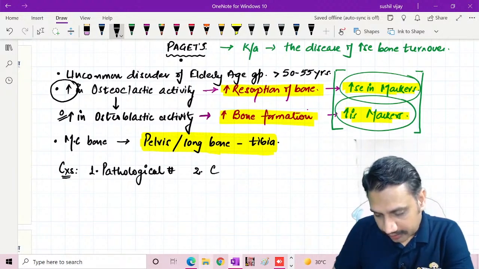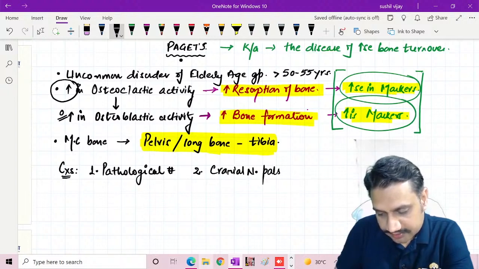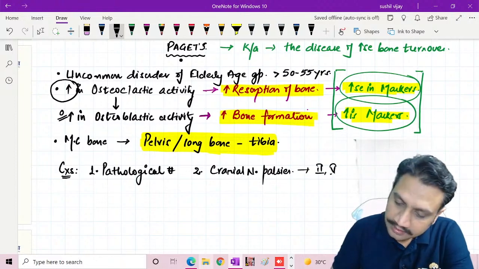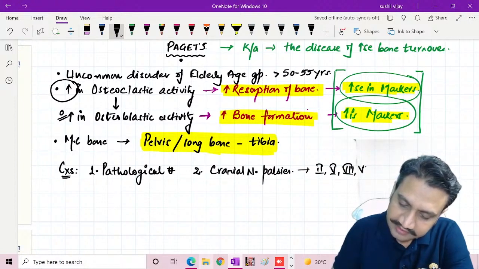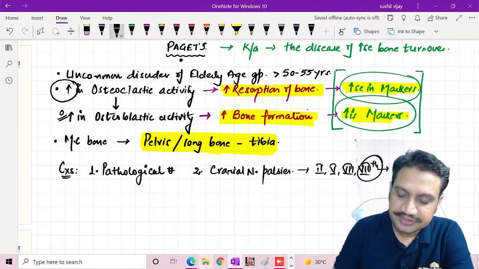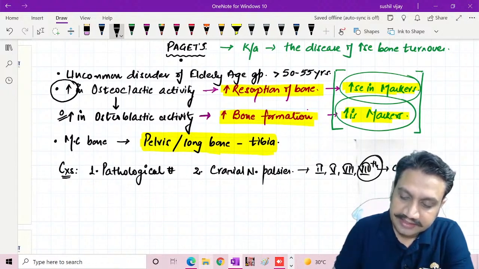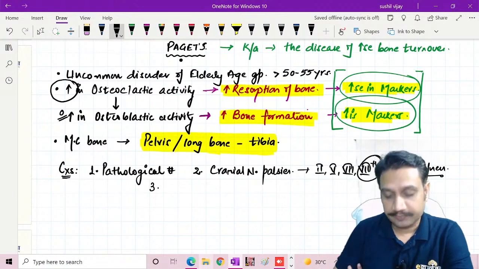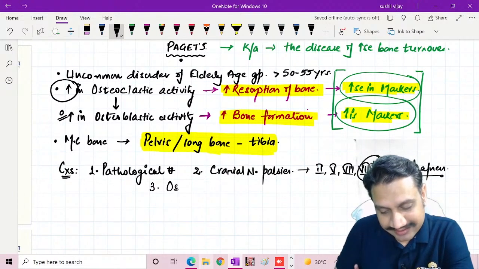Second one is cranial nerve palsies, and the most commonly involved cranial nerves are the 2nd, 5th, 7th and 8th. Because of 8th nerve involvement, majority of the patients have a complaint of deafness, decrease in hearing, hearing loss; all these are associated. Number three, if the bone formation keeps on going on, then it can easily lead to a bone forming tumor, and that's what you call osteosarcoma.